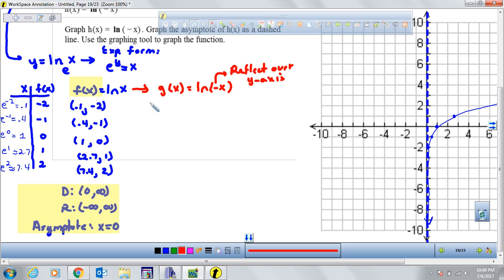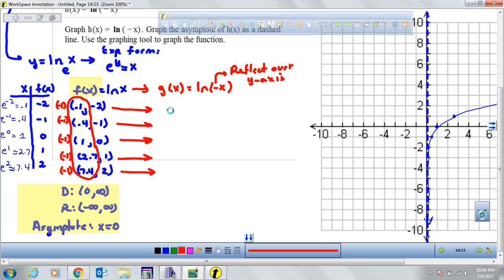Okay, so if it reflects it over the y-axis, what does it mean? Negative x means that all of the x's on these points are going to be multiplied times a negative 1. The negative means multiply them times a negative 1. And if I multiply them times a negative 1, all that is basically going to happen is that the signs of the x values change. Okay, so let's go ahead and write the new points for this.